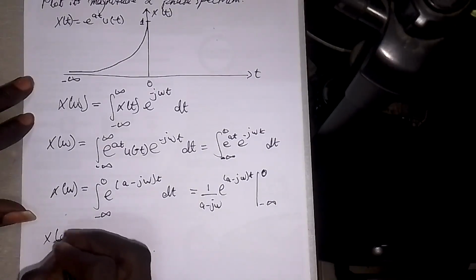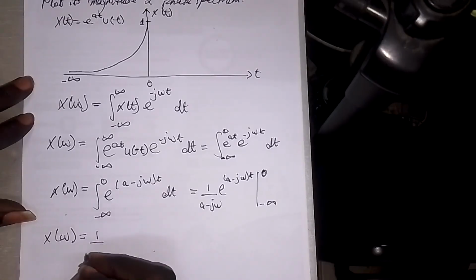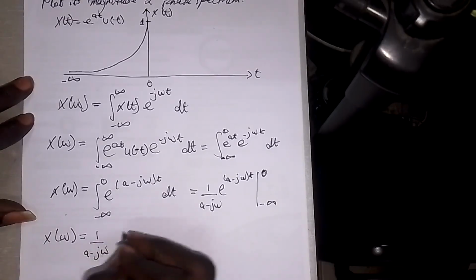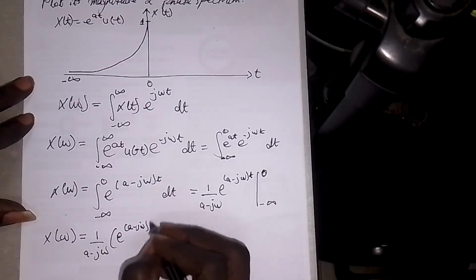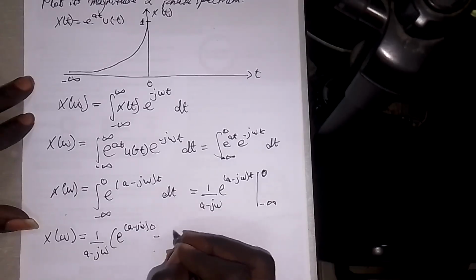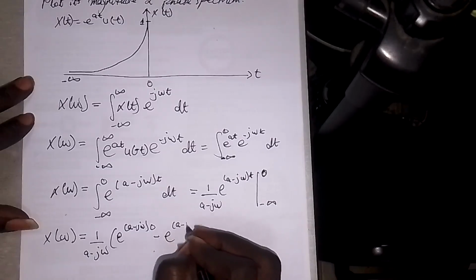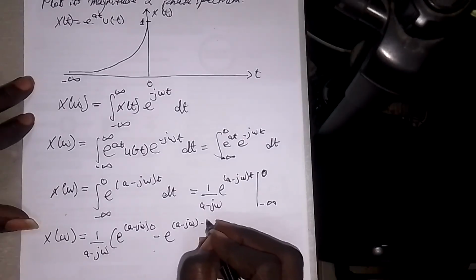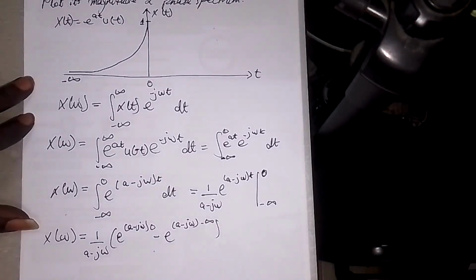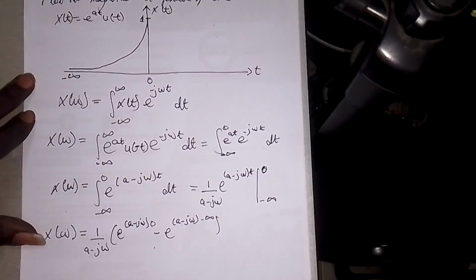So now X of omega is equal to 1 over a minus j omega, times e to the power of a minus j omega t. Instead of t, I'll put the upper limit there, which is 0, minus e to the power of a minus j omega t, where instead of t, I'll put minus infinity there. Alright, so that's what we get over there.